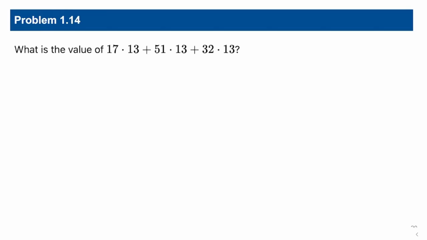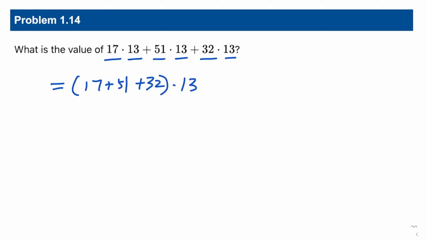Problem 1.14. What is the value of 17 times 13, 51 times 13, 32 times 13, added all together? So we have 17 copies of 13 plus 51 copies of 13 plus 32 copies of 13. This is 68. Add 32 is 100. So 1,300.